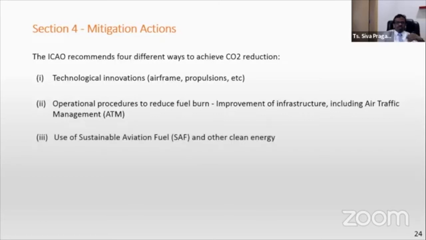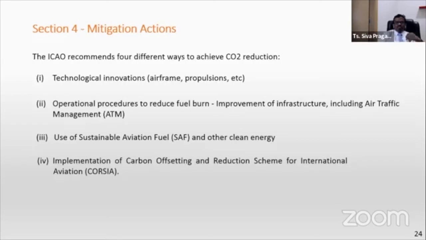Use of sustainable aviation fuel and other clean energy, like, for example, electric propulsion. And of course, there will be topics on sustainable aviation fuel, which will be discussed by the other members in coming webinars.